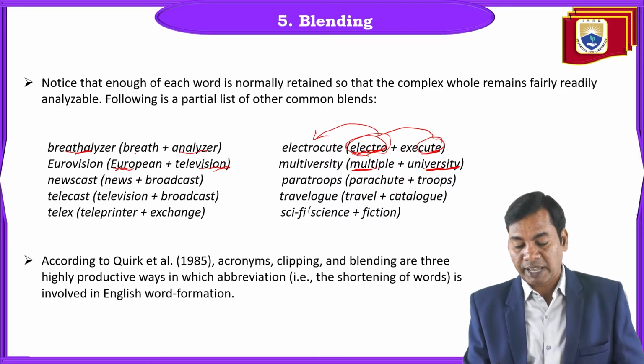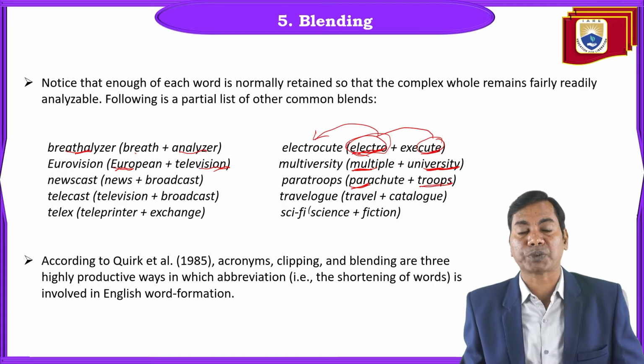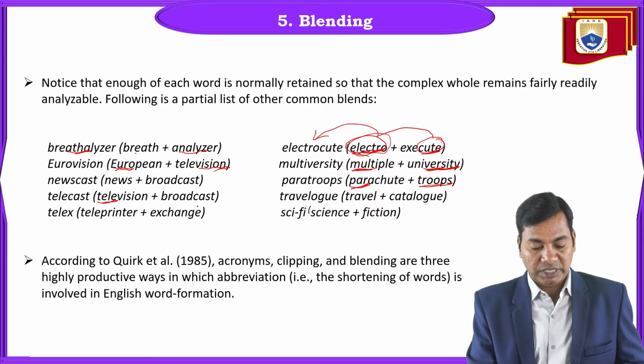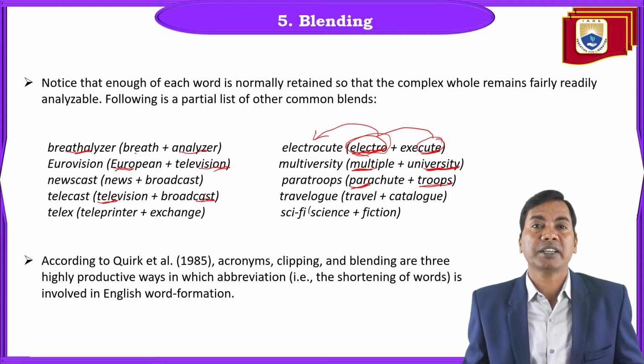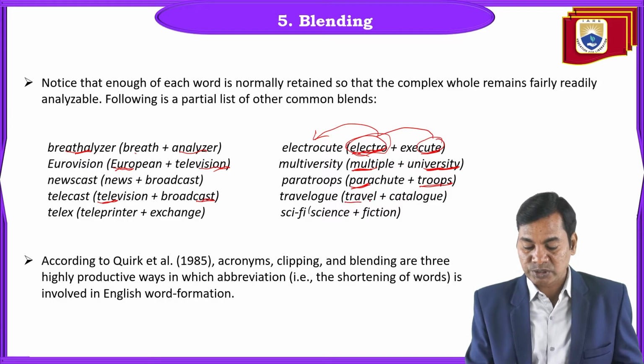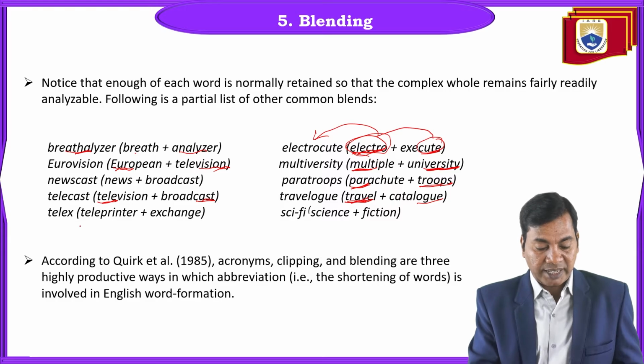Now paratroopers is formed from parachute and troops. In the first word parachute, I have taken para, and in the second word troops, I have used the entire word to form the new word paratroops, right? Telecast: tele from the first word and cast, the ending part of the second one. By combining these two, we've got telecast. And travelogue. I use the entire first word, which is travel, and you can see that entire part in the newly created word. And in the second word catalog, I have taken the ending part, logue. Travelogue, right?